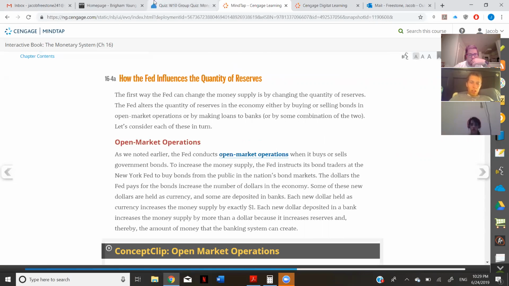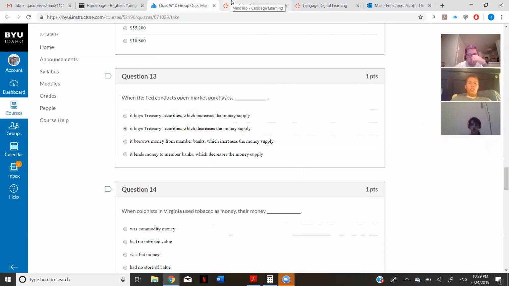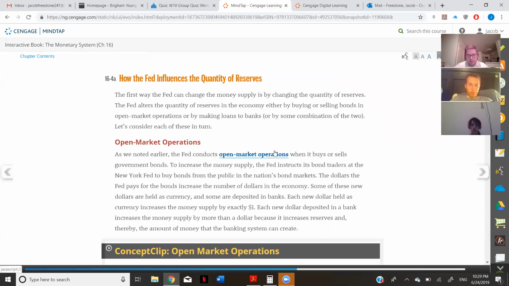Oh, wait. I think it's A. I just found it. When they buy it, it increases. Yeah, I just read that, so it's A. I had read it wrong before, I think.